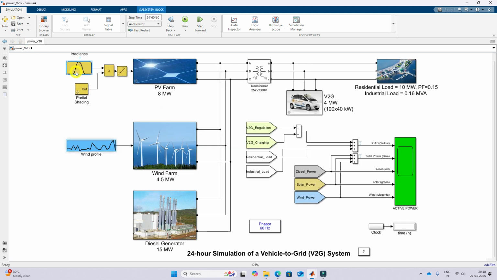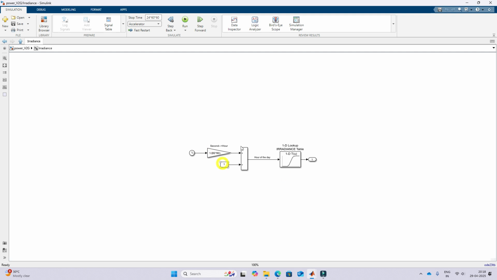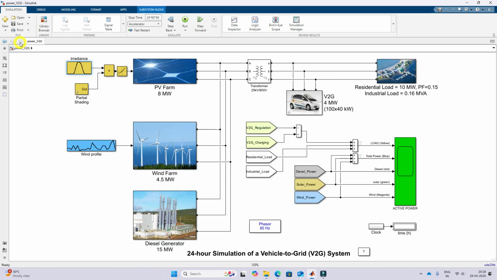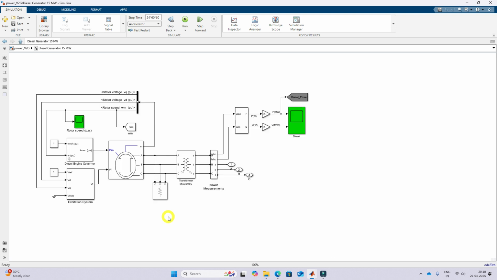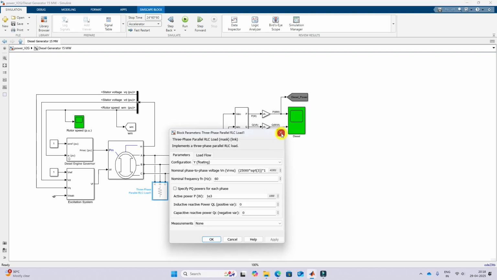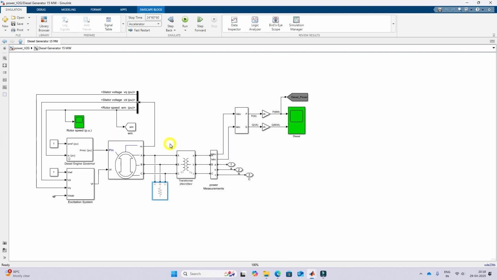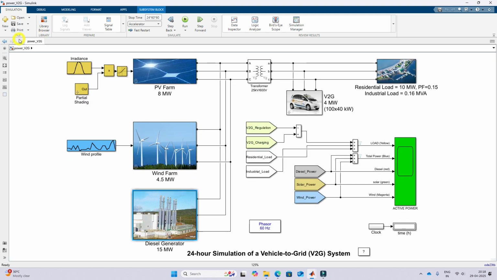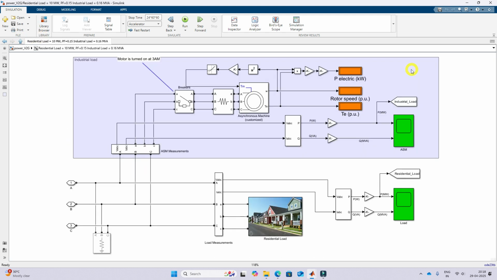And here you can see the irradiation profile, and this is a 15 megawatt diesel generator. This 15 megawatt diesel generator will operate at around 60 hertz frequency. And here we have the residential load as well as the industrial load. So this is the industrial load.